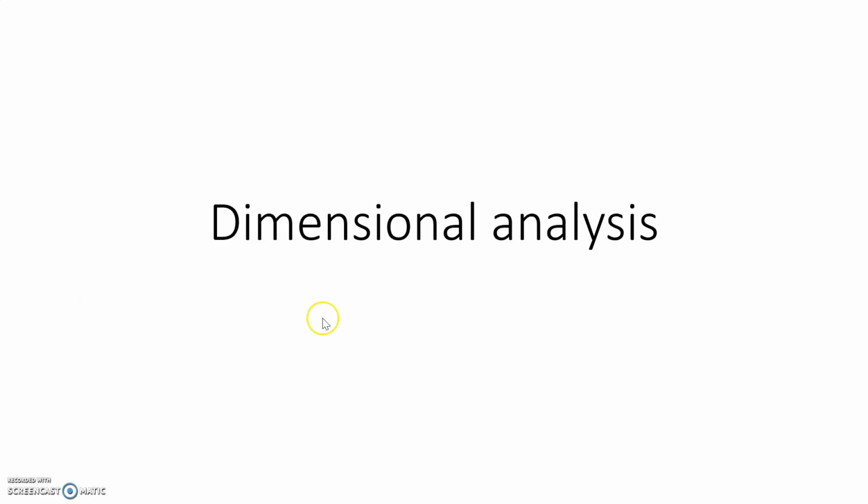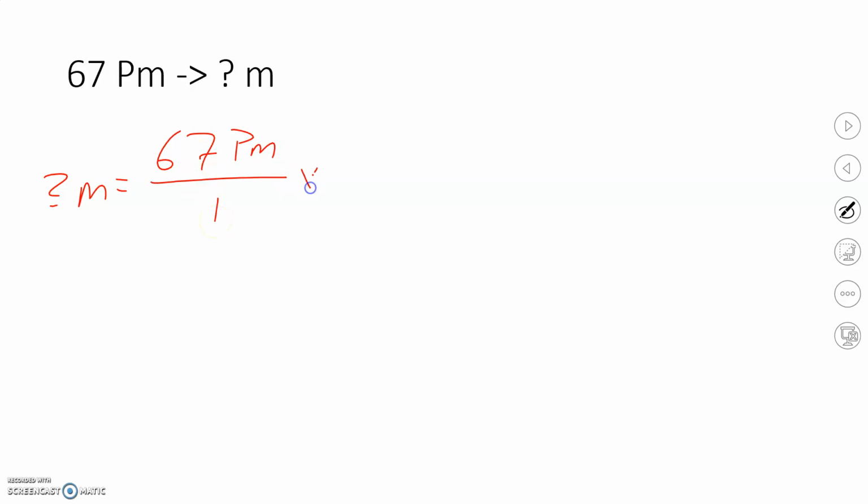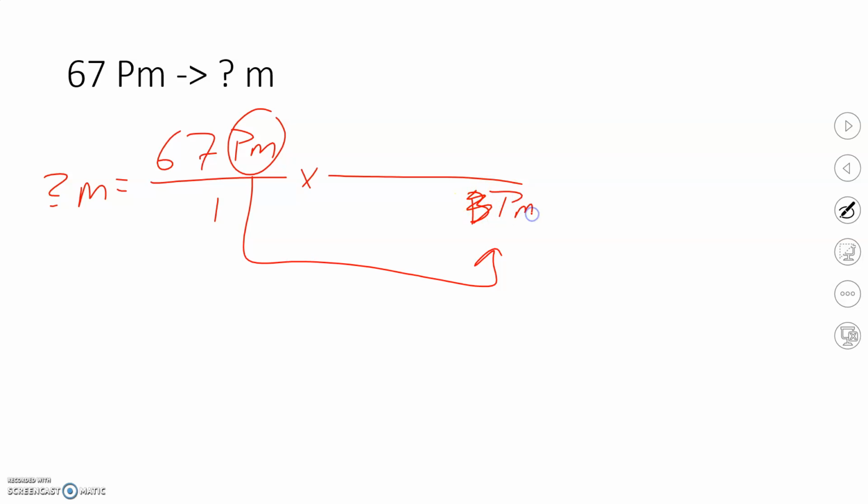So the first problem is taking 67 petameters and converting it into meters. So again, first thing, like always, we start off with question mark meters equals 67 petameters over 1. Again, whatever's on top gets moved. Oop, that should not be a P. There we go. Petameters. So that means we're going to move meters on top.